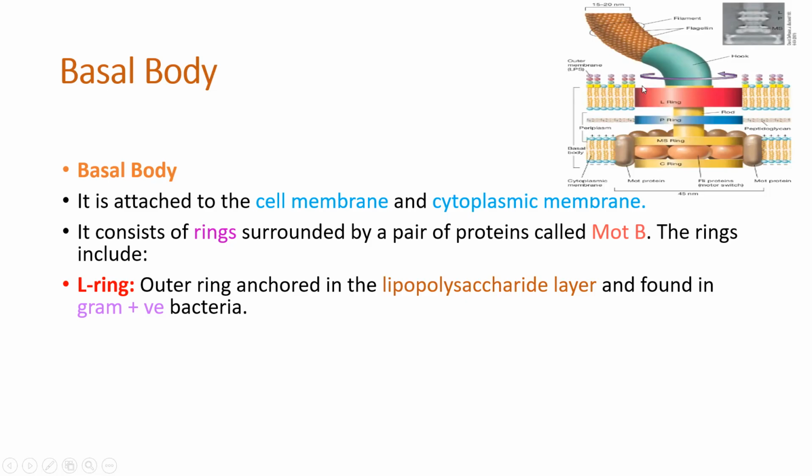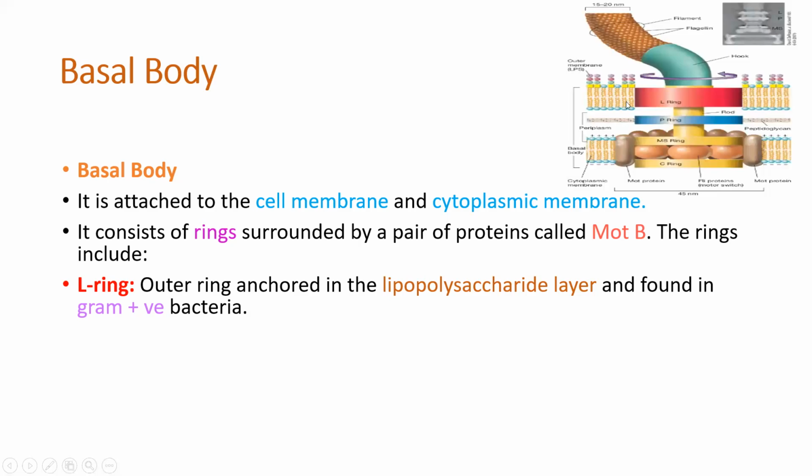The ring is surrounded with the lipopolysaccharide layer. Lipo means lipids. This is called the lipid layer. This is one layer, this is the second layer. This is also one layer, this is the second layer. These are the lipid layers: the LPS layer, the outer membrane layer.